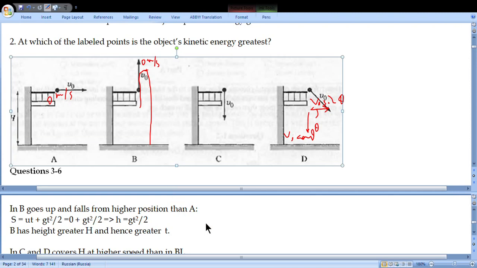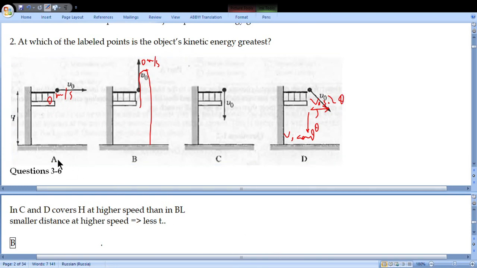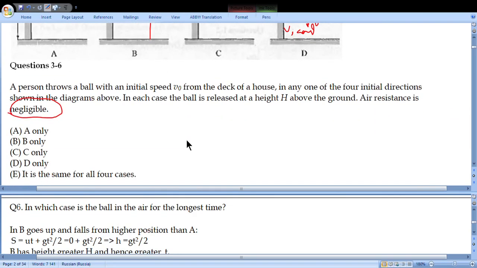It also goes up, so it takes more time. In C and D, both cover distance h at higher speed than in B, so it takes less time. A has greater time than C and D, but B has greater time than A, so the greatest time is for B. This was question 6. Now we go to question 7.